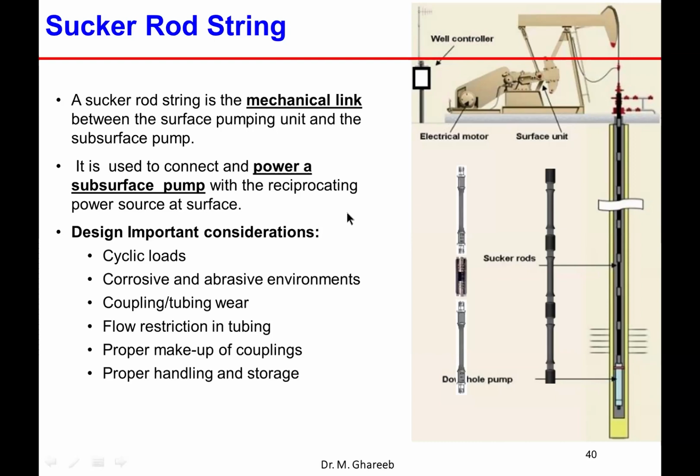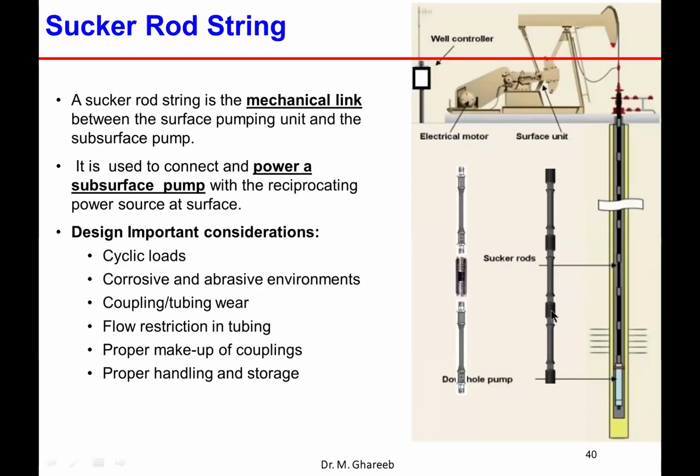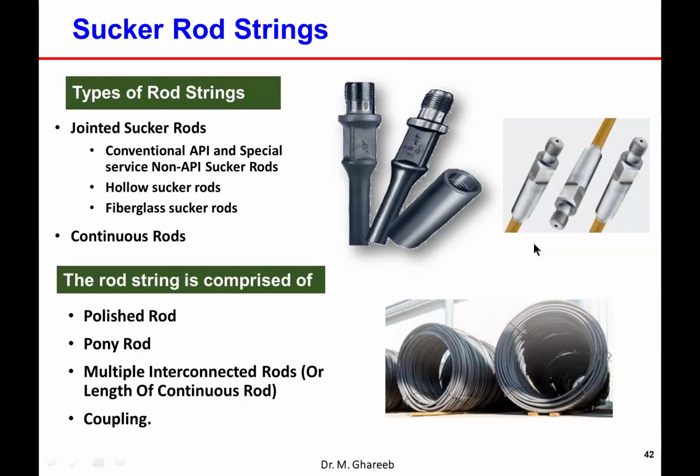These are two common API standard rod string lengths, either 25 feet or 30 feet and so on. There are different types of rod string: jointed rod string, like the one I showed you before, like this one, or what we call continuous rod string. Even the jointed rod string has different standard types: conventional, which can be API, or non-API, because according to API, each rod has a certain grade and can withstand certain loads.